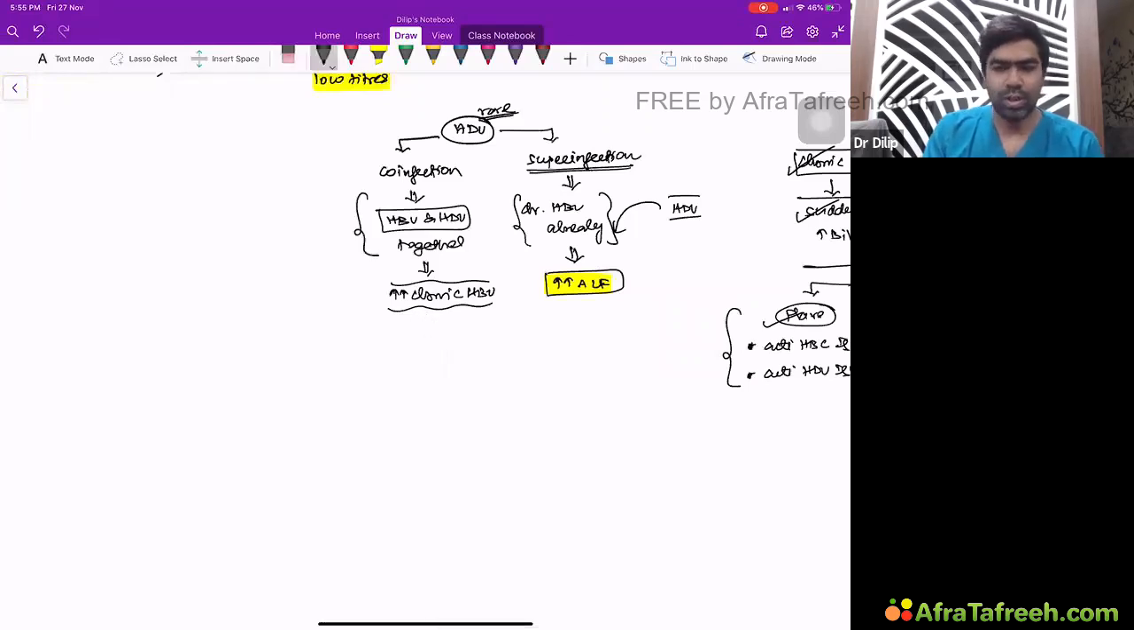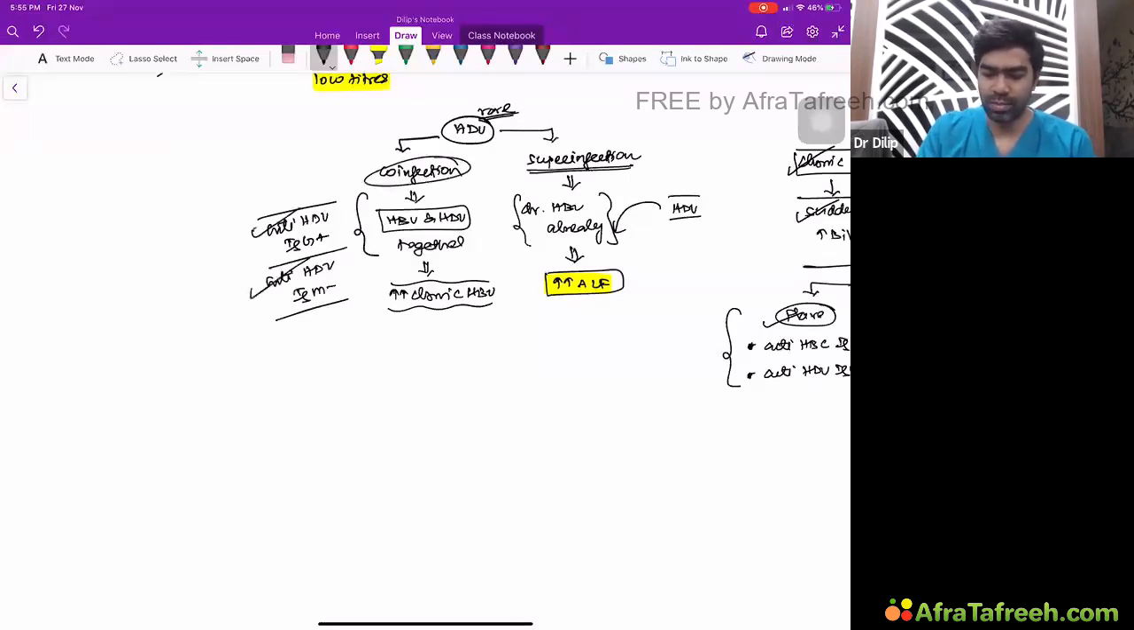How will you know it's a co-infection? If it's a co-infection, you will have anti-HDV IgG that will be positive. So that's an indication of a co-infection. But anti-HDV IgM will be negative. Both are important. So if it's a co-infection, this will be the case.